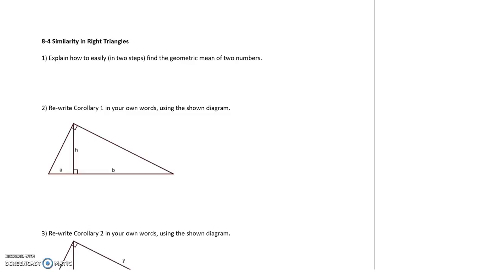Number 1, explain in 2 easy steps how to find the geometric mean of 2 numbers. You're used to the word mean where you add them up and divide by how many there are. That's an arithmetic mean. For a geometric mean of 2 numbers, there's 2 steps. You find the product, and then you square root it.